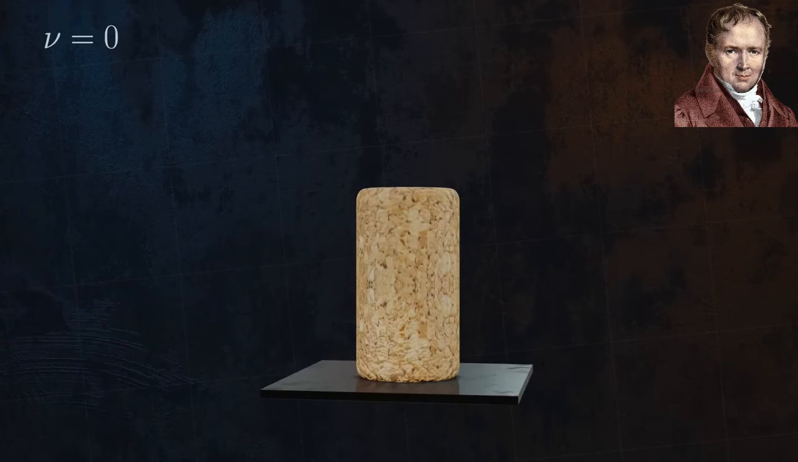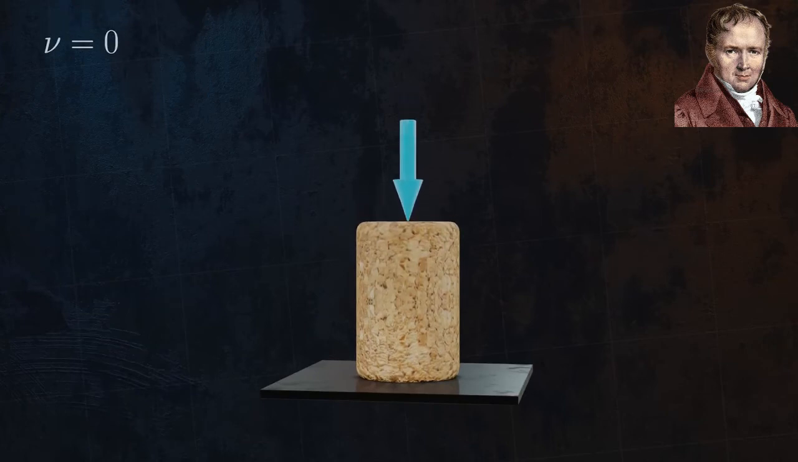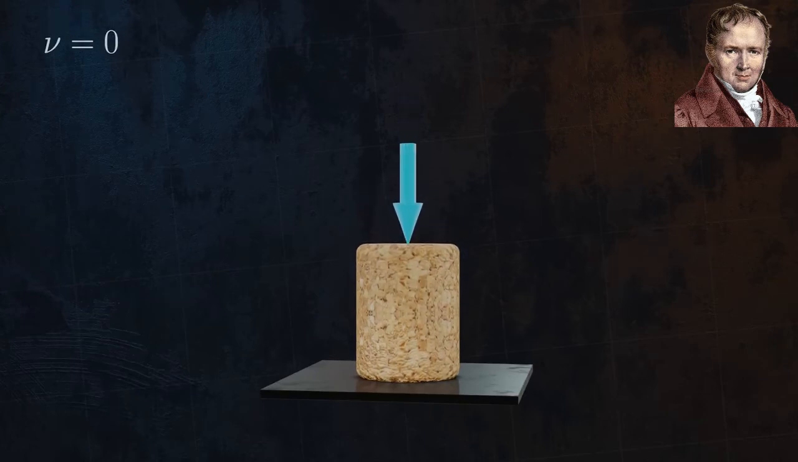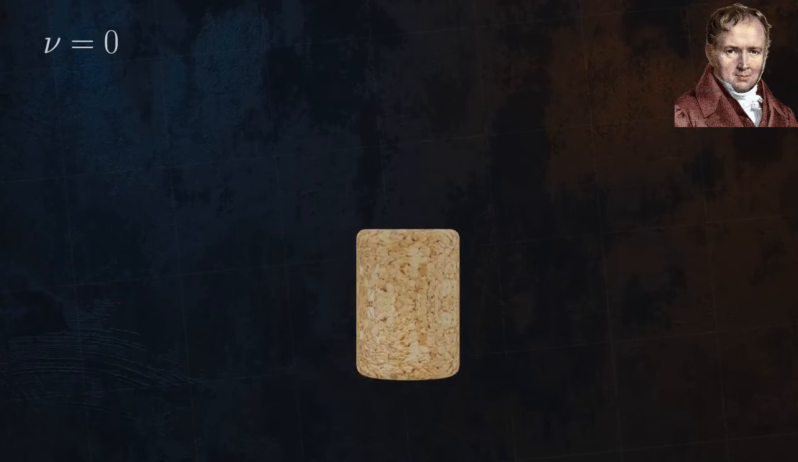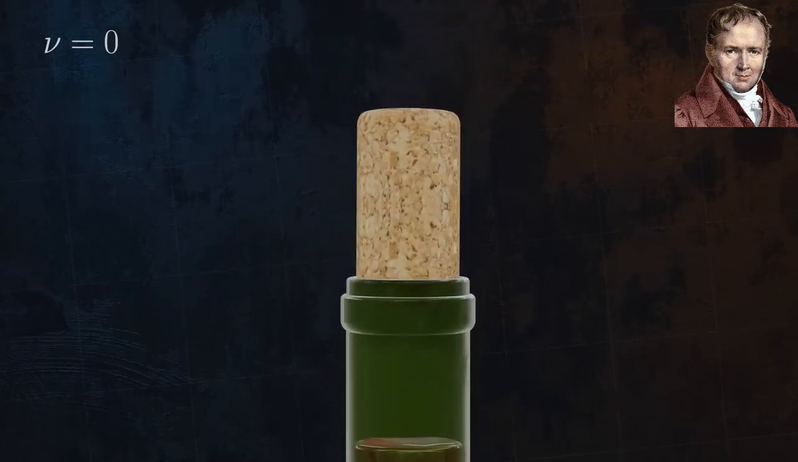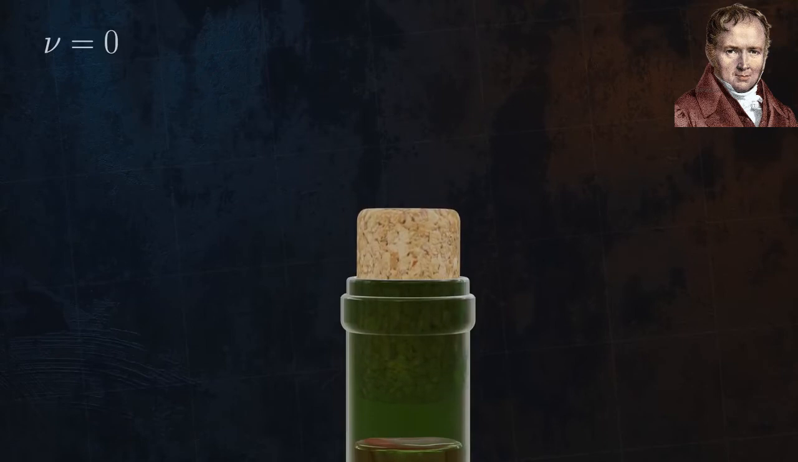Because it doesn't expand laterally when compressed, as you can see here, it can easily be inserted into the neck of a bottle. A material with a larger Poisson's ratio would be much more difficult to insert, as it would expand in the lateral directions when compressed.